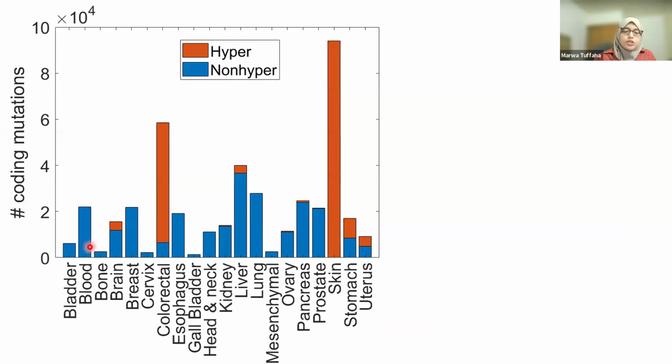Yeah, so the hypermutators are mostly in colon and skin. We did a signature decomposition for these two specifically, not for the others because we didn't have enough mutations. In skin, most of the hypermutation comes from UV light exposure signatures, and that's the kind of hypermutation happening in skin. In colon, I don't remember the numbers of the signatures, but it's mainly mismatch DNA repair mechanisms that are driving these high mutation rates.